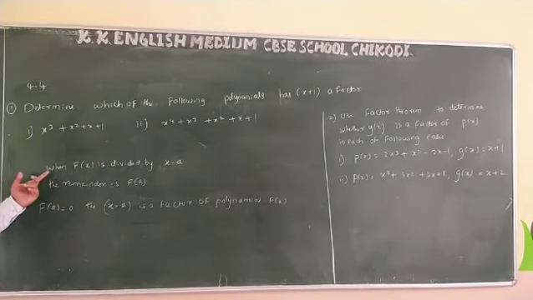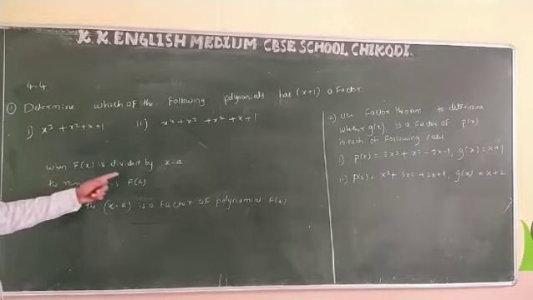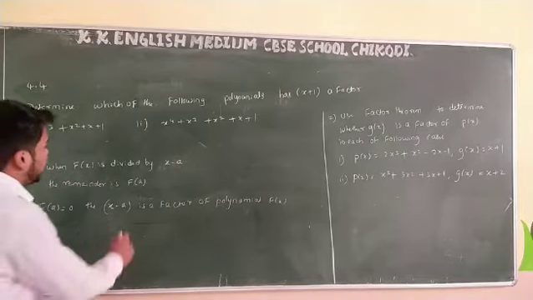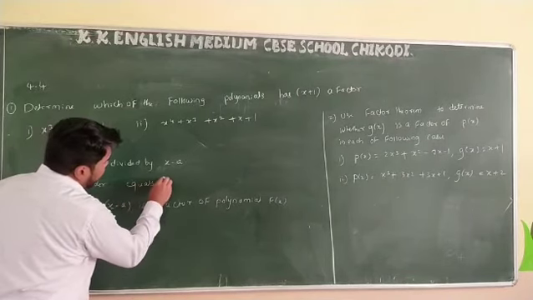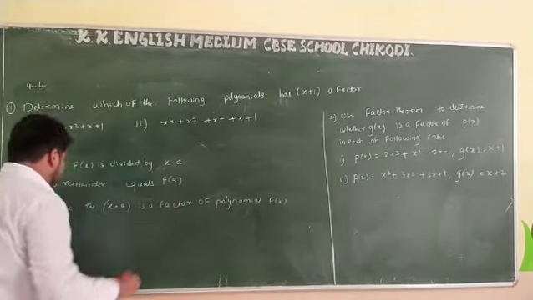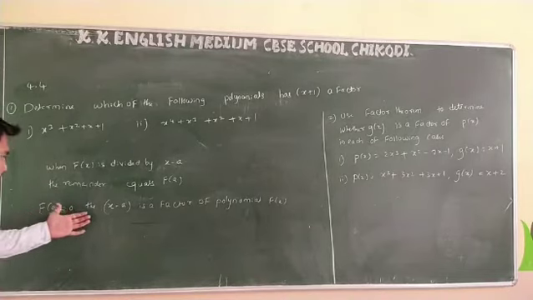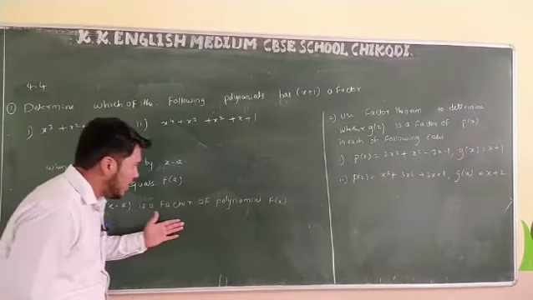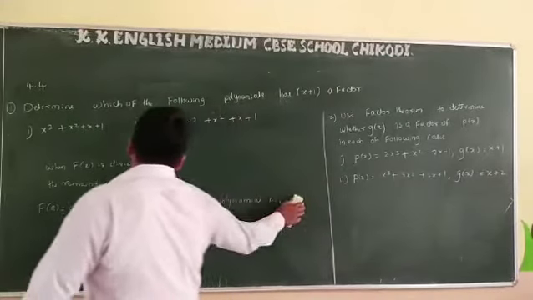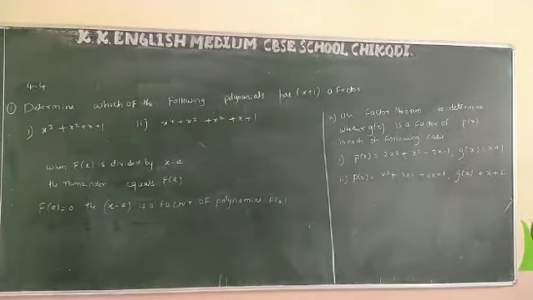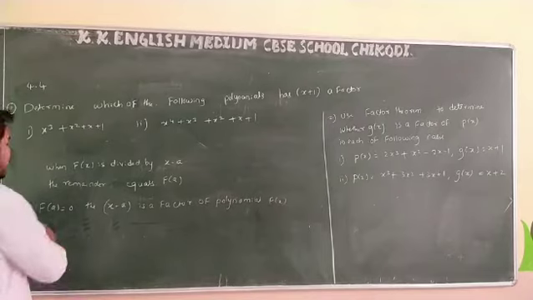So this is the factor theorem statement, and this is the remainder theorem statement. What is the remainder theorem statement? When f(x) is divided by x minus a, the remainder equals f(a). What is the factor theorem? When f(a) equals 0, then x minus a is a factor of polynomial f(x). So before solving exercise 4.4, we have to remember these statements.